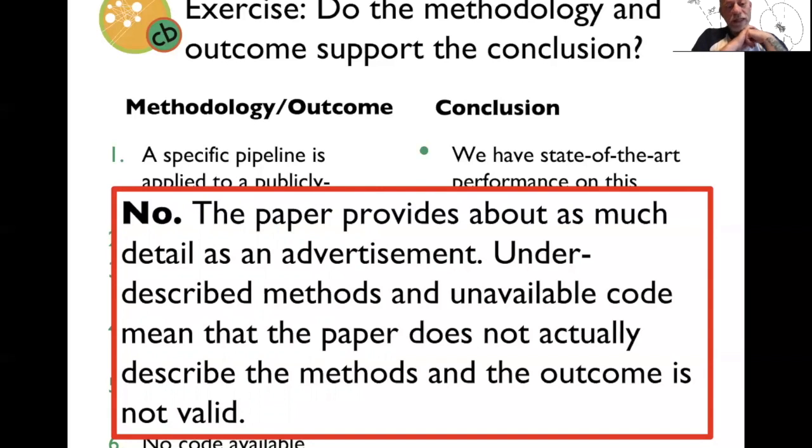Indeed, if you don't know what the methods are and you don't know what the people did, you have some questions about the actual outcomes of the reported values, then a conclusion that we have state-of-the-art performance is not supported by the paper itself. Could be true. We don't know. If we don't know, we're probably not going to accept that paper, right?